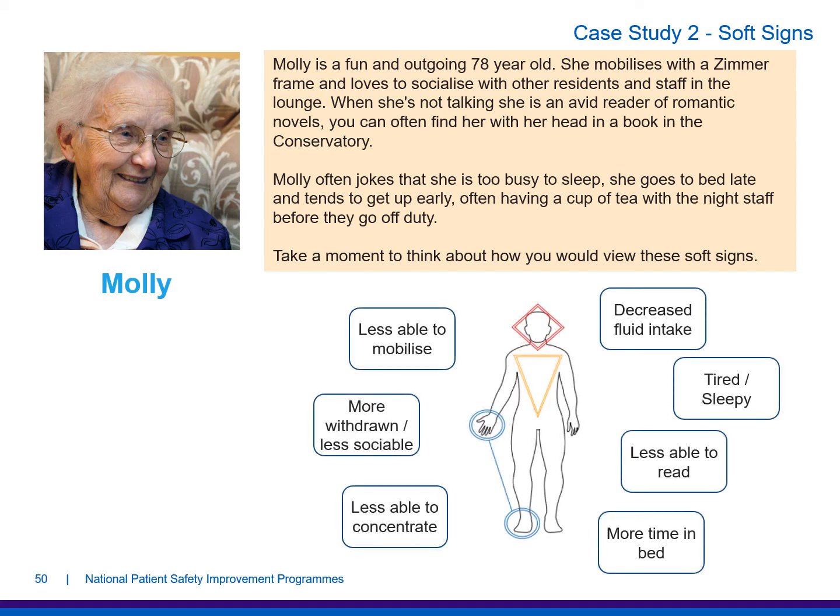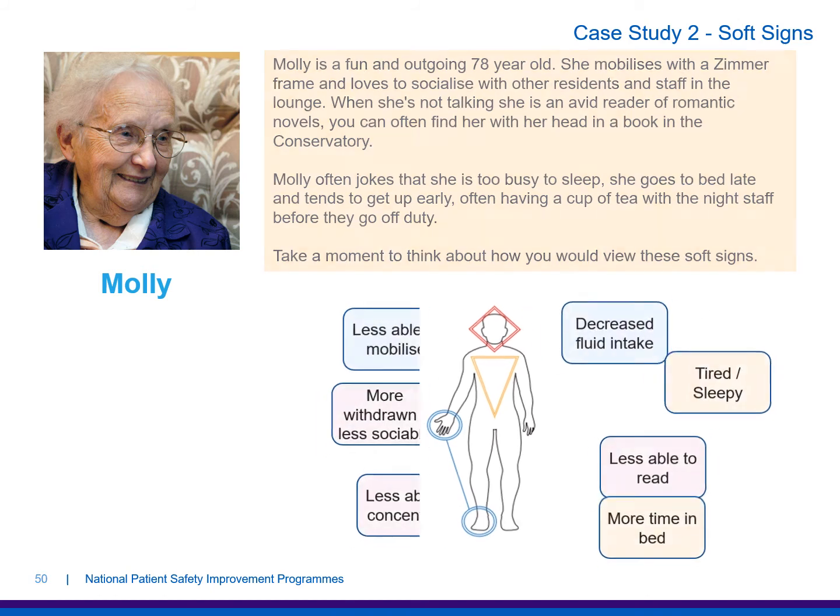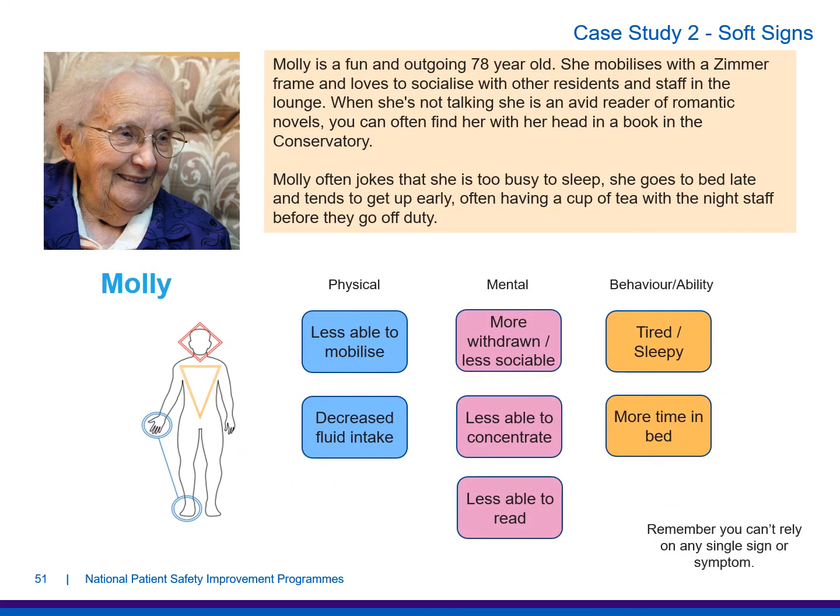So she's less able to mobilise, more withdrawn, less sociable, less able to concentrate, decreased fluid intake, tired and sleepy, less able to read, and spending more time in bed. So we can't look at any one of those. But if we sort them out, as I say, we don't need to do this, but some people find it helpful. We can see there are physical, mental and behavioural changes to Molly. And if we look at just one, she's less able to read. That is significant to Molly because we know she's an avid reader. Someone who doesn't read, that wouldn't be a relevant soft sign.